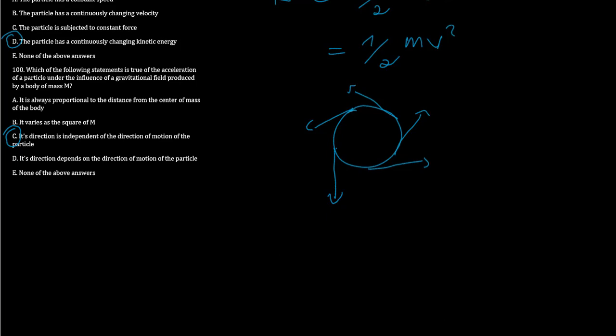The direction of the gravitational field acceleration g is independent of the direction of the motion of the particle.